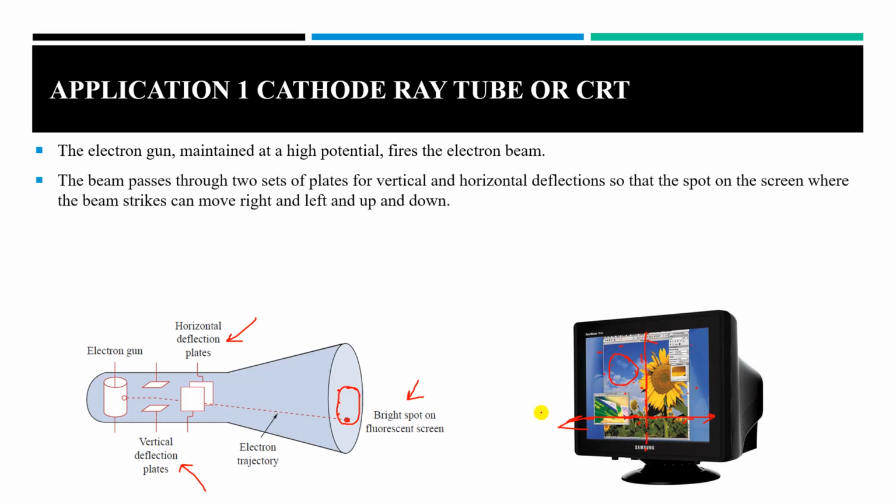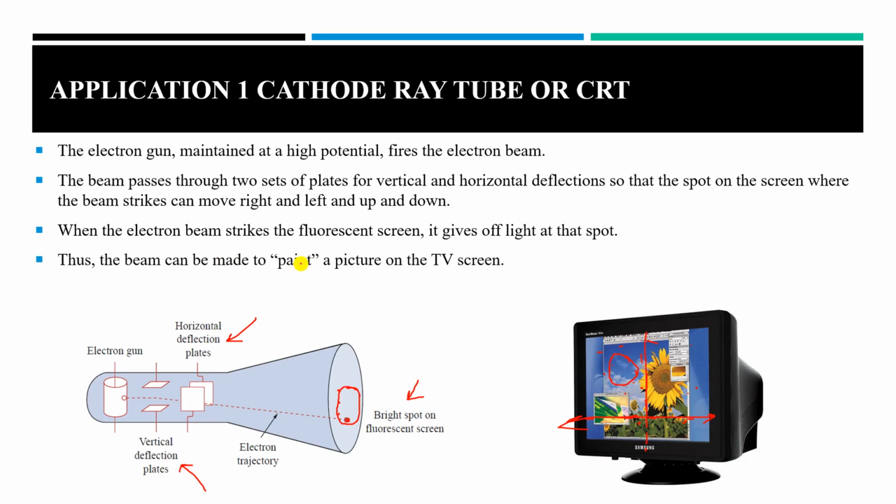So here the beam passes through two sets of plates, the horizontal and vertical plates, which are used for horizontal and vertical deflection. So the spot on the screen where the beam strikes can move right and left and up and down: right and left using the horizontal deflection, and up and down using the vertical deflection. When the electron beam strikes the fluorescent screen, it gives off light at this spot. So by using this idea, we can draw any figure we would like. The beam can be made to paint a picture on the TV screen like this one.